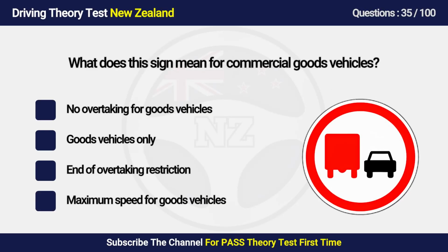Question 35. What does this sign mean for commercial goods vehicles? A. No overtaking for goods vehicles. B. Goods vehicles only. C. End of overtaking restriction. D. Maximum speed for goods vehicles.